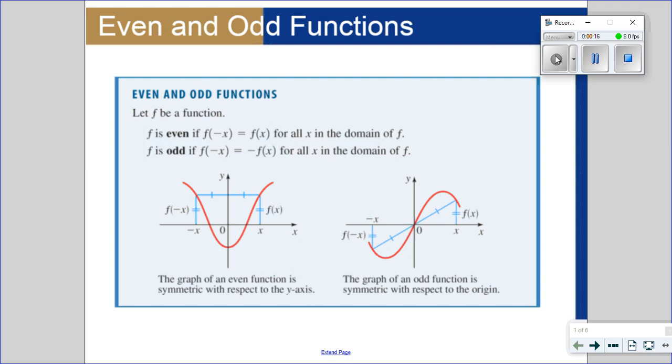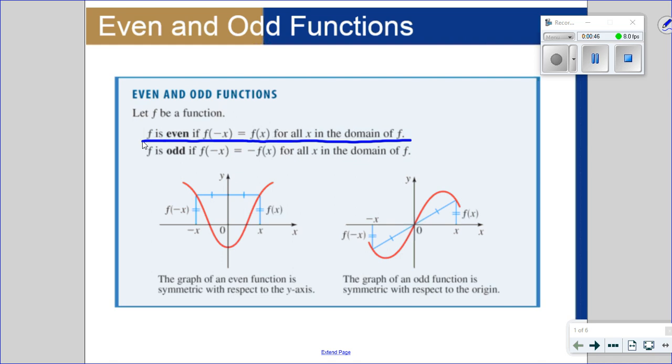So let's say that f is a function. f is even if f of negative x is equal to f of x for all x in the domain of f. So what that means is if we replace x with negative x in the equation and we simplify, it would simplify back to what we started with. It would simplify back to the original function.